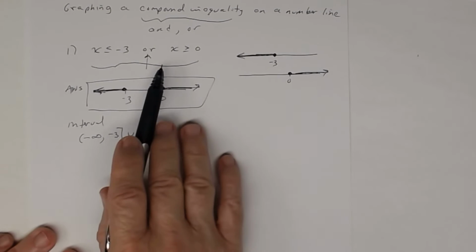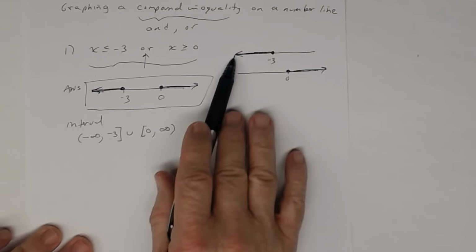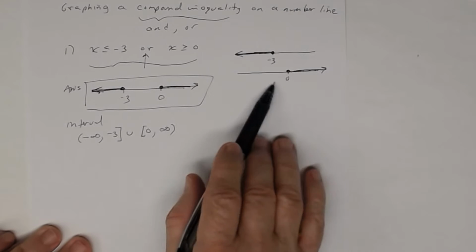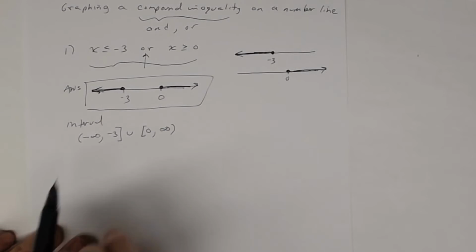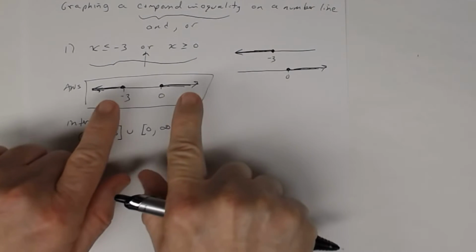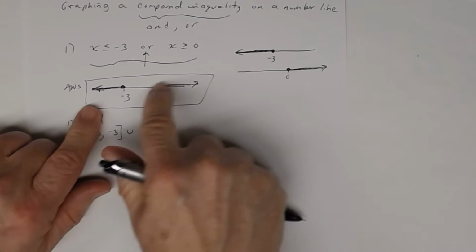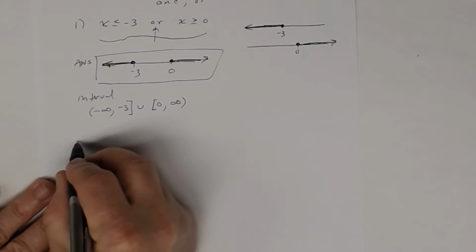All right. So the word or means any part of the number line that's shaded here, or any part of the number line that's shaded here is a solution to the compound inequality. So notice your final answer on one number line is you transpose this here, transpose this here. Okay. All right, so let's go to number 2.